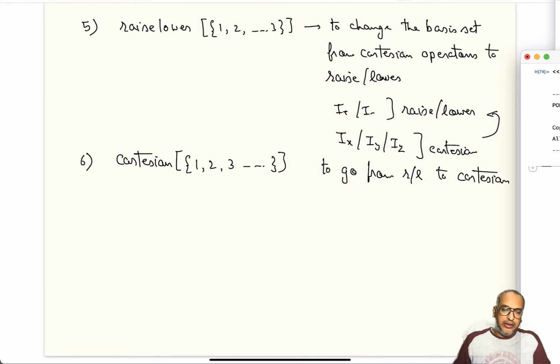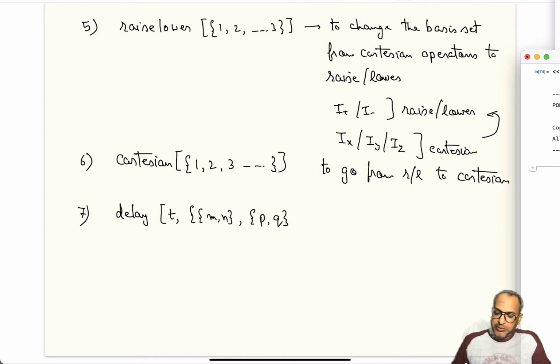Okay, so then seventh is delay. So delays are very important. So delay is defined by first the time duration, so let's say t or tau, and then it is defined by what spins are coupled. So for example, this is one spin pair, this is another spin pair, and if there is a scalar coupling between m and n spins and p and q spins, then all such couplings would come here. Okay, so the format is important.